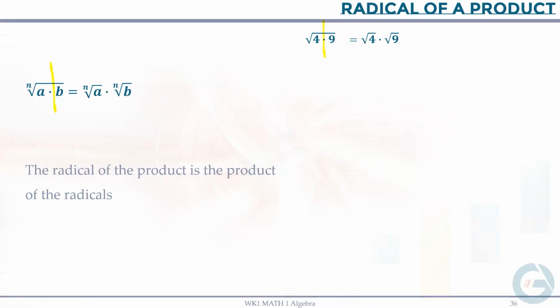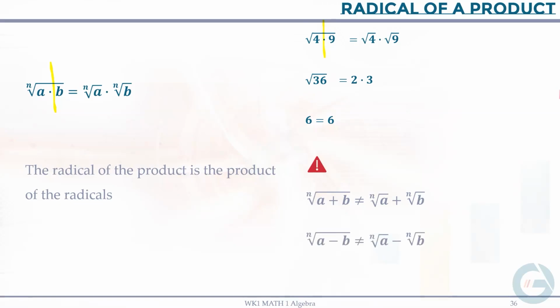4 times 9 is 36, so the square root of 36 is equivalent to the square root of 4, which is 2, times the square root of 9, which is 3. So 2 times 3 is 6, and the square root of 36 on the left side of the equation is also 6. But careful, we cannot distribute the radical sign over addition or subtraction. Only multiplication. So take note of this, and be careful with this one.